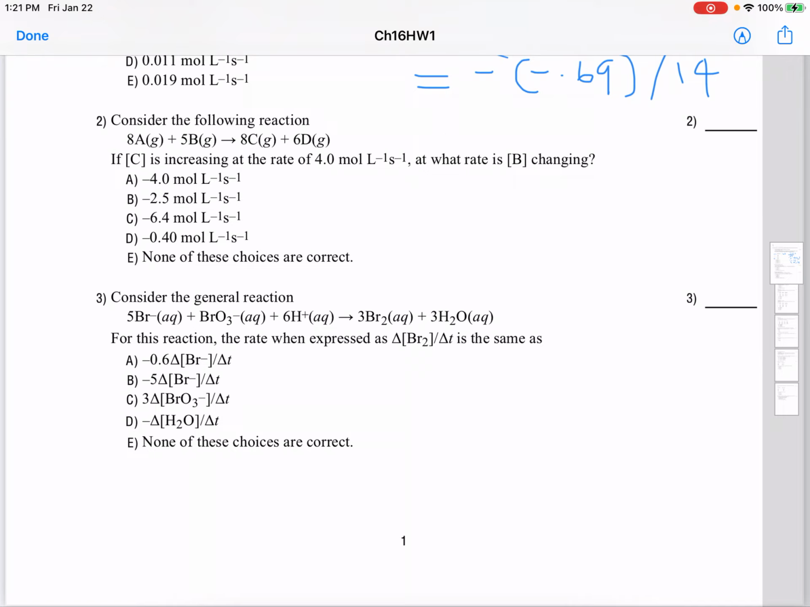Number 2, consider the following reaction. If C is increasing at the rate of 4 moles per liter per second, at what rate is B changing? Now, how are we going to perform this reaction or this question? Let's see here.